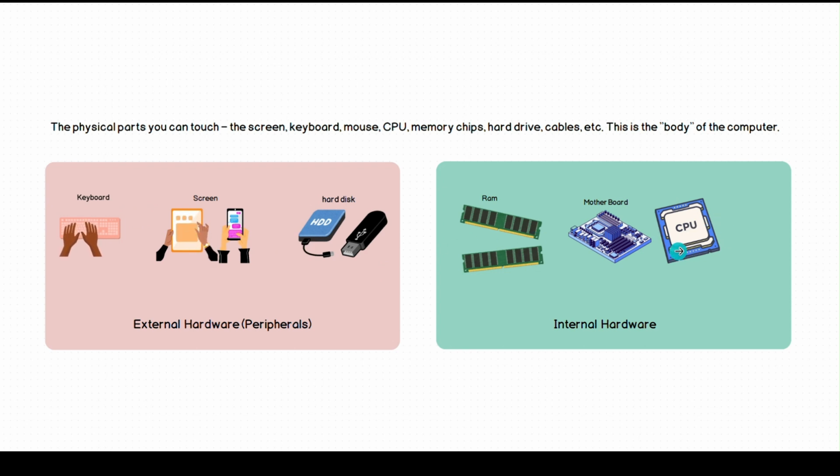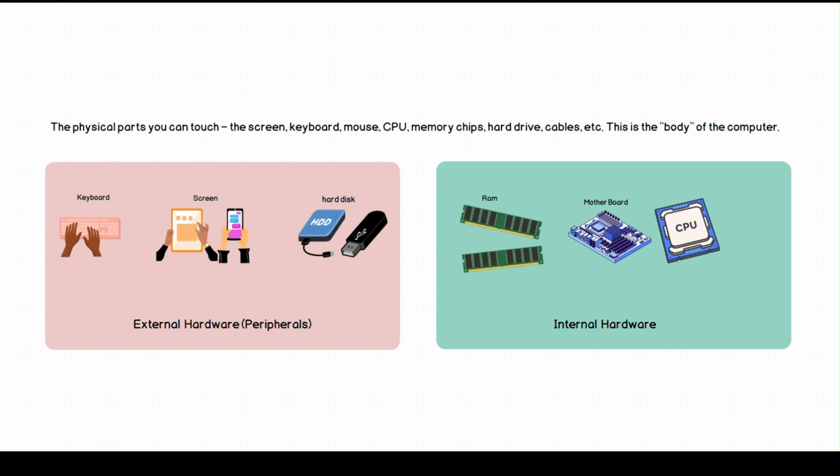They are things that we can touch, okay? We can feel with our hand. That is how we can interact with the computer, like touching it. So, the hardware is then categorized into two parts. We have the external hardware and we have the internal hardware.